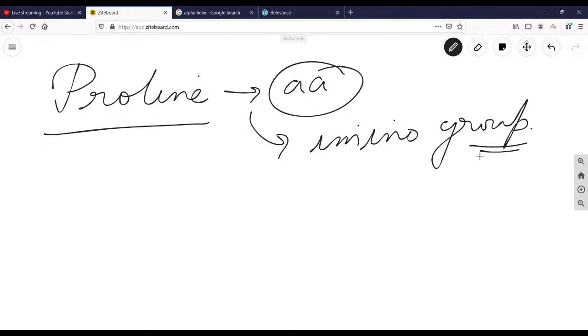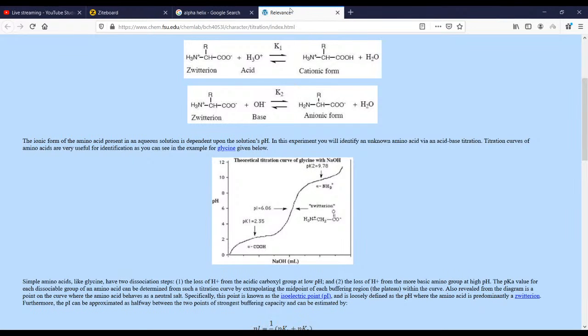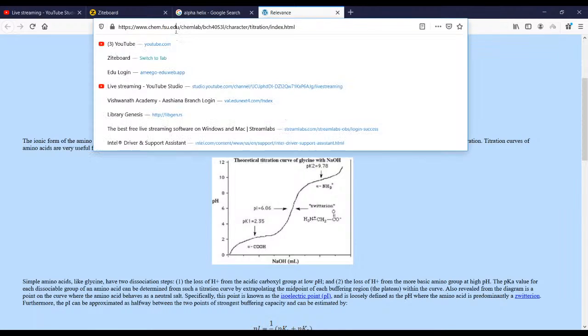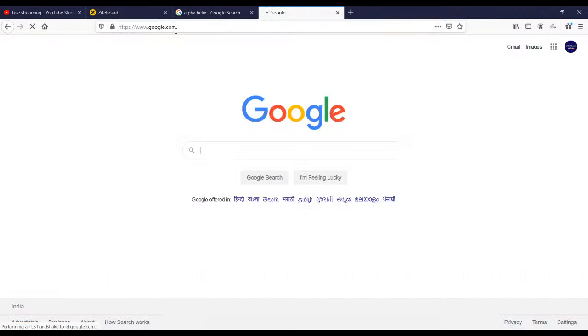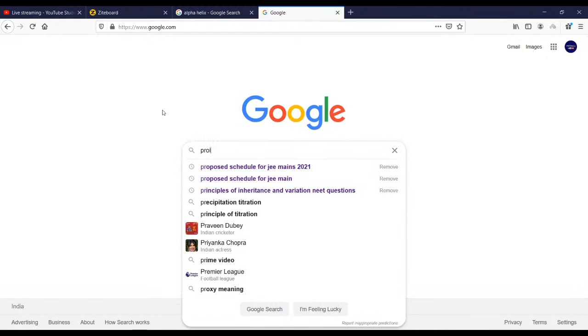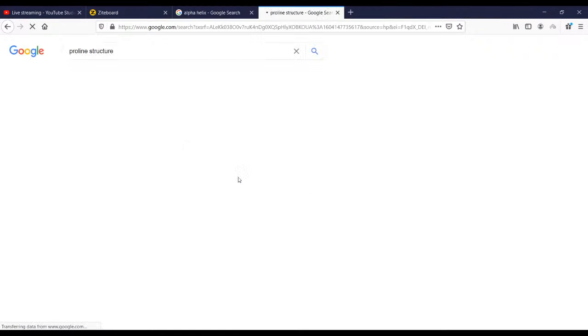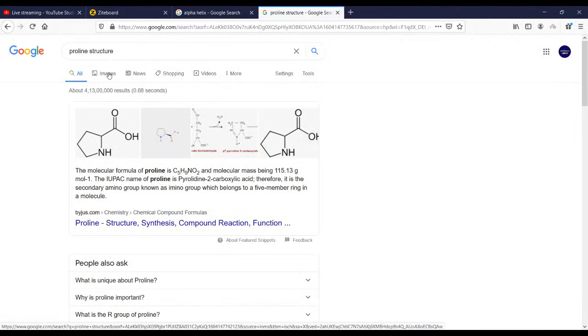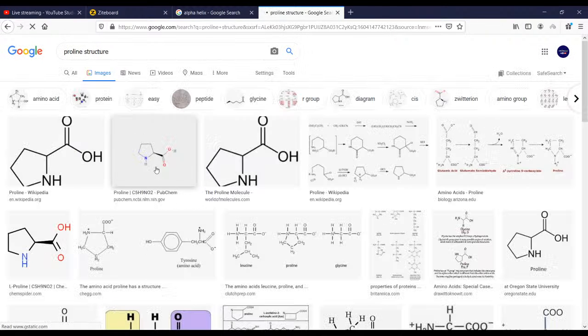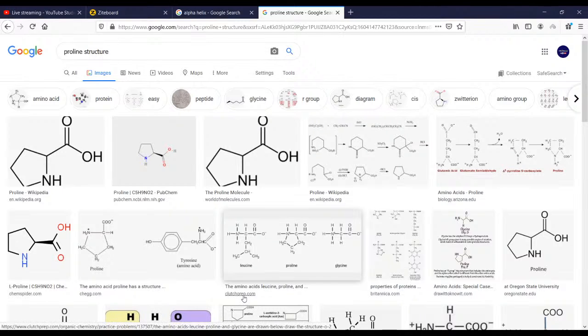So it is very bulky. Proline is very bulky. If I show you the structure of proline, you will understand it much better. In the proline structure, you can see here it has an imino group, not an amino group. See here, this is the imino group. There is COOH but NH only. Imino group is the proline.